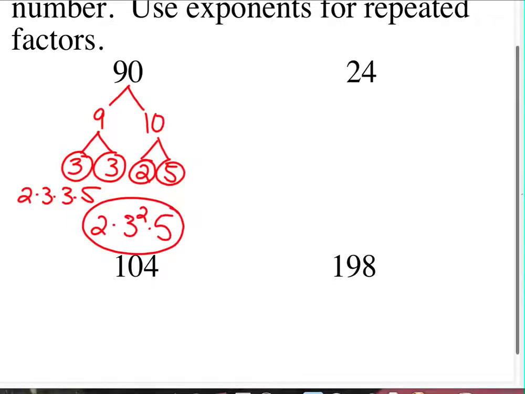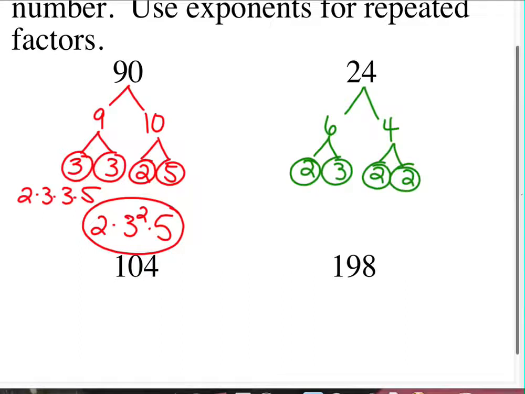Let's do 24. What times what is 24? Did you say 6 and 4? Did you say 2 and 12? Did you say 8 and 3? Any of those will work. I chose 6 and 4. Break down 6, 2 times 3. Break down 4, 2 times 2. So how would we write this? 2 to the third power times 3. Final answer.